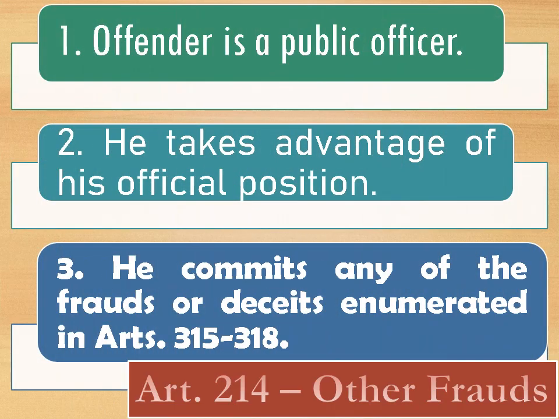Article 214 is about other frauds. The offender here is a public officer again, and he takes advantage of his official position, and he commits any of the frauds or deceits enumerated in Articles 315 to 318. So, ano ba yung 315 to 318? Those are estafa, other forms of swindling, swindling a minor, and other deceits. So, that is your Article 214. Hindi ko din to masyadong nakita sa mga bar exams. Pero, just take note that there is Article 214.